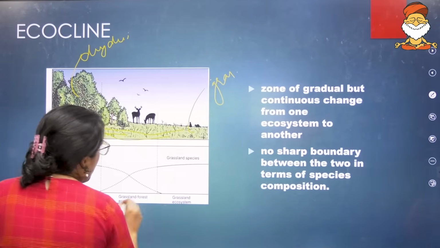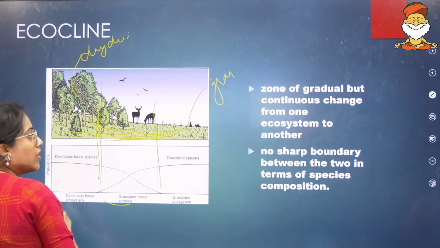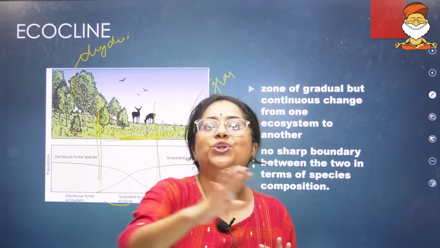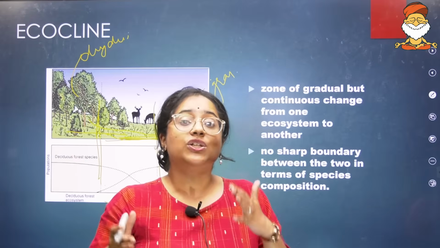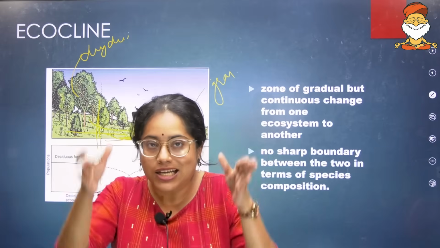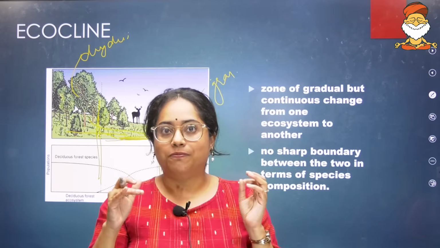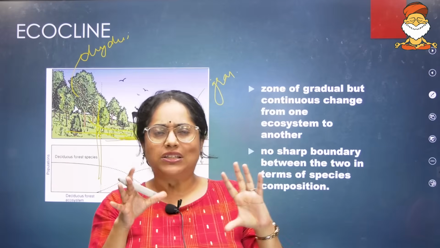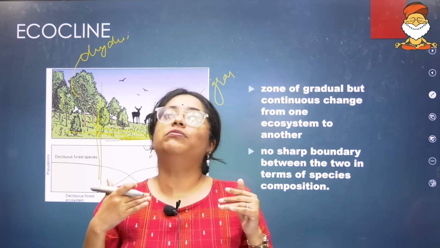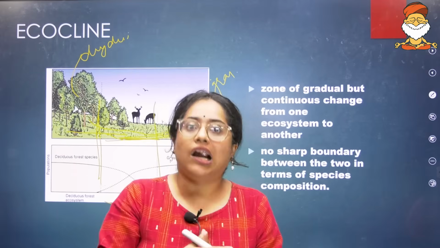Here you have a zone, but it's a very gradual thing. Unlike an ecotone, you're not able to clearly see that this has changed, or that this is very different from the other one. You're seeing both species are there, it's quite similar. So a zone of gradual but continuous change from one ecosystem to another is called an ecocline.